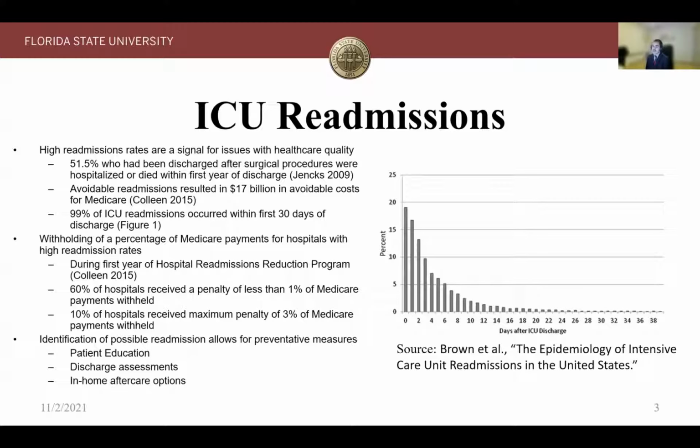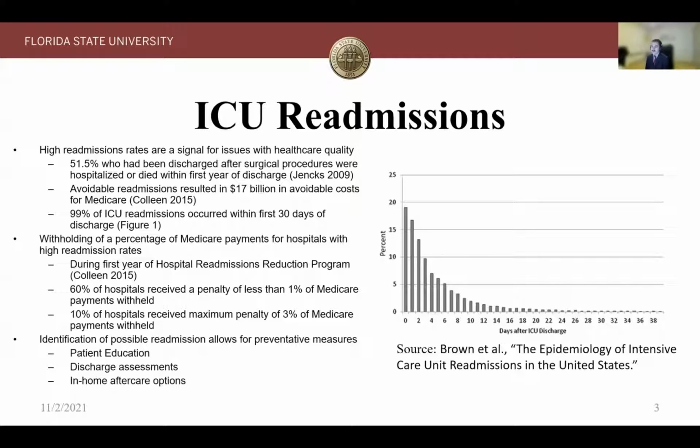In response to these high costs, legislation was enacted which withholds a percentage of Medicare payments from hospitals with a higher rate of readmissions. During the first year of the legislation, 30% of hospitals received no penalty, 60% received a penalty less than 1%, and 10% received the maximum penalty under the legislation of withholding 3% of total Medicare payments. This resulted in a total of $280 million in penalties to hospitals.